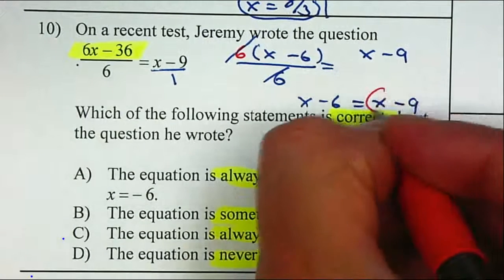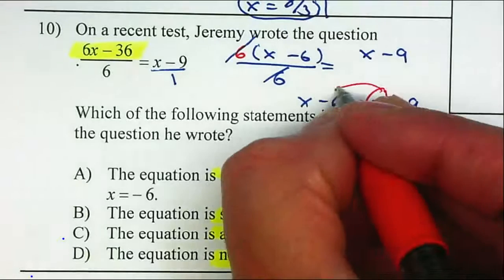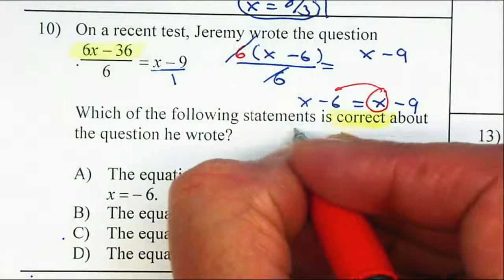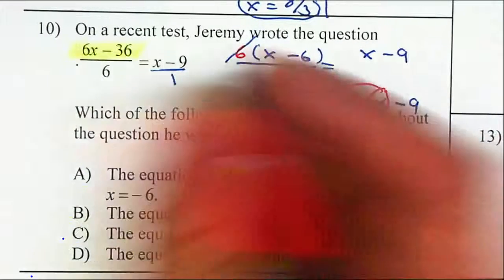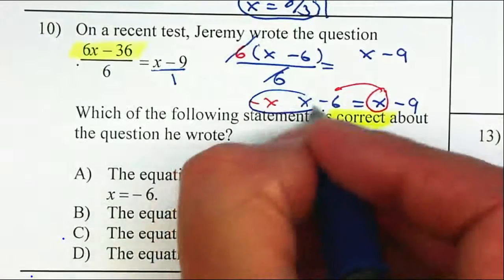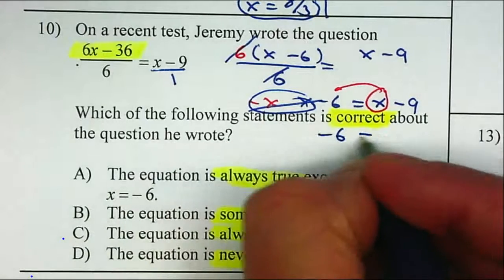I'm going to move my x to the left, or you can just do minus x on both sides. Either way is fine. The x's cancel, so therefore I have -6 equal to -9.